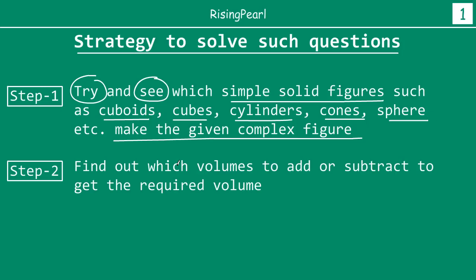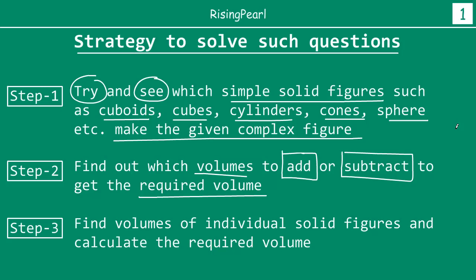Second step will be find out which volumes we need to actually add and which volumes we may need to subtract to get the required volume which is being asked in the question. That will be our step 2. And finally, third and final step will be find the volumes of these individual solid figures or solids and calculate the required volume based on step 2.